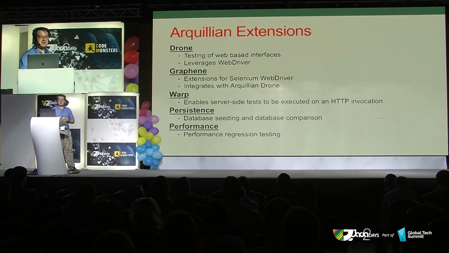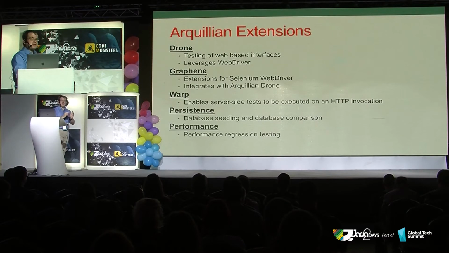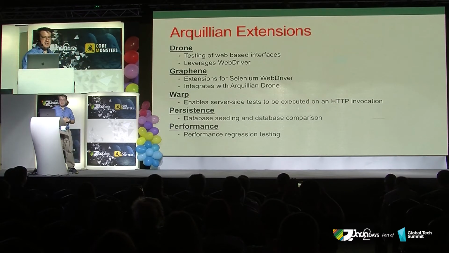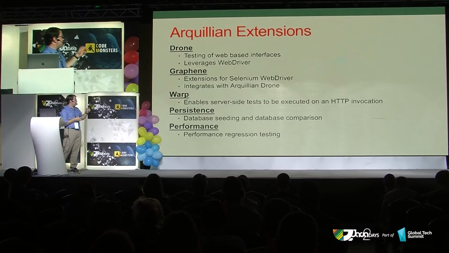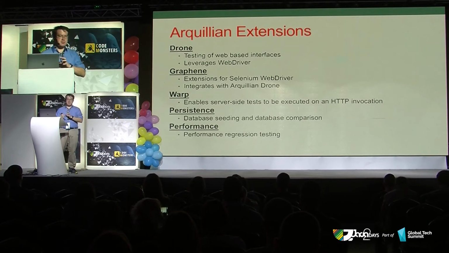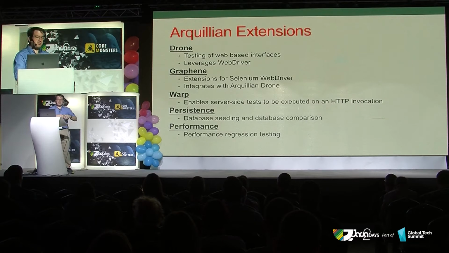Graphene is an extension for the Selenium WebDriver, integrates with Arquillian Drone, and adds some additional features like page objects, and it gives you a more robust way of writing the tests that go against the page. Warp enables server-side tests to be executed on an HTTP invocation. The persistence extension, which we'll see a little bit about, allows us to do database seeding and database comparison. So this allows us to get an initial state, insert some data into the database before actually running a unit test. This integrates with DBUnit, which maybe you tried to integrate into your tests before. So before you run your application, you can set up the database, preload it with data, etc., and then run your integration tests.